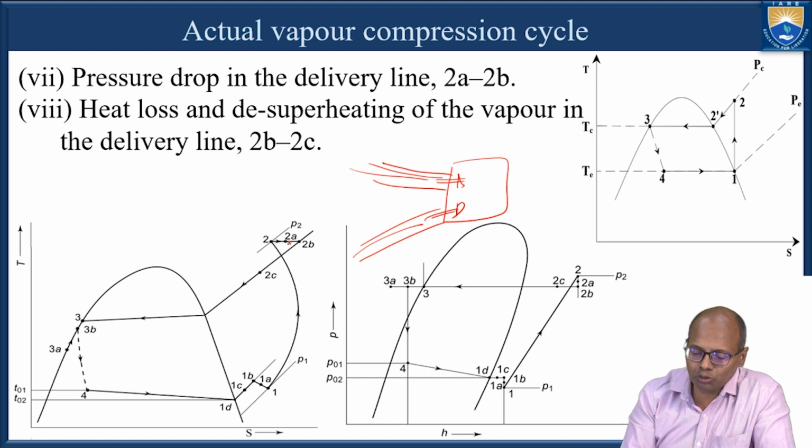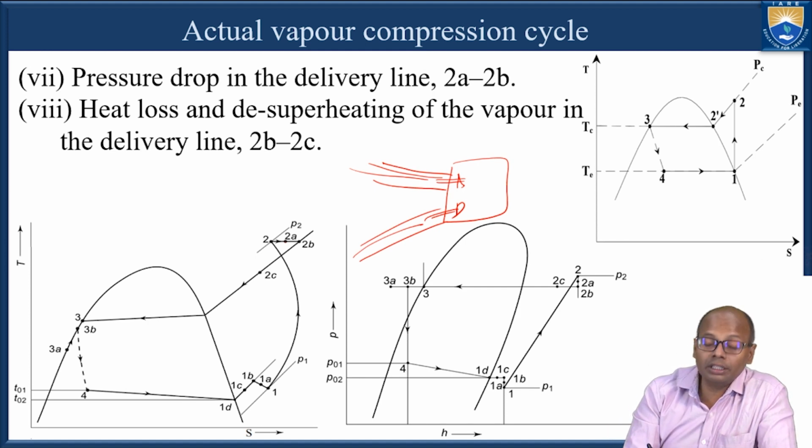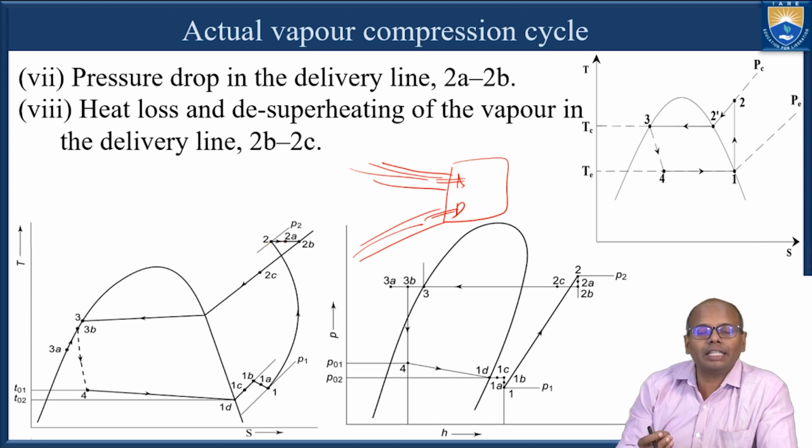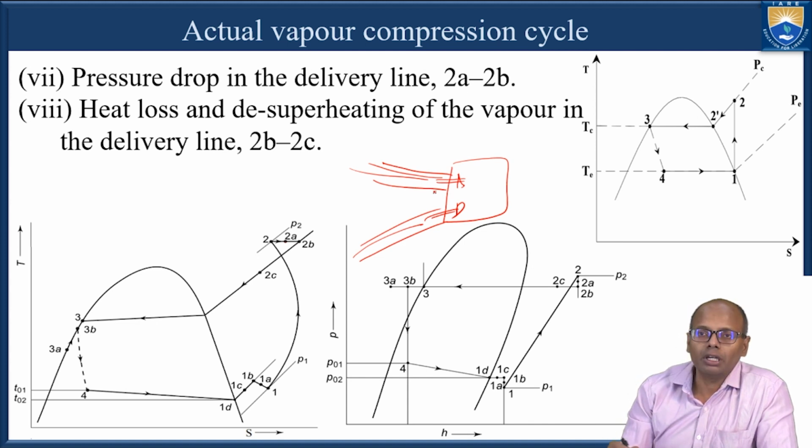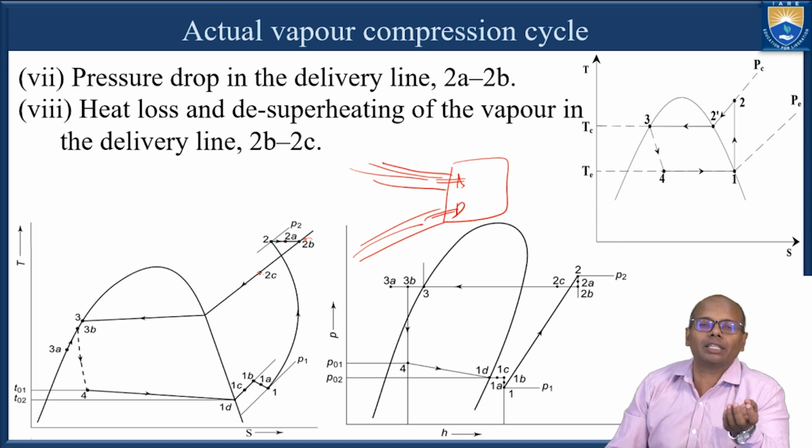Okay, 2A to 2B is representing the pressure drop in the discharge line, and 2 to 2A is representing the pressure drop at the discharge valve because of the wire drawing effect. Now what is the other one? There is a point 2B and point 2C. So what is happening here?